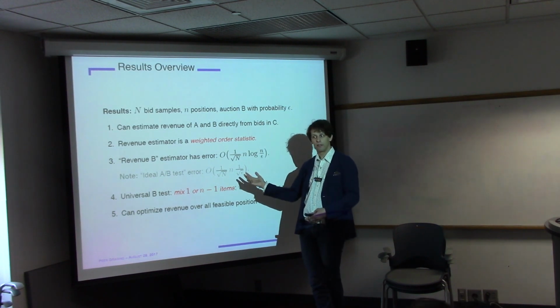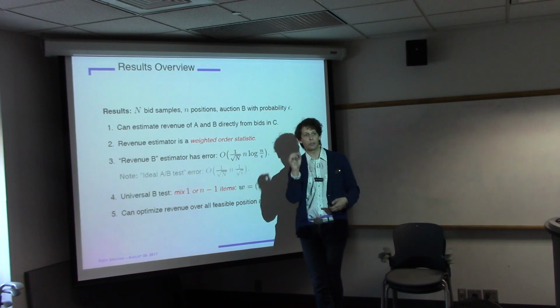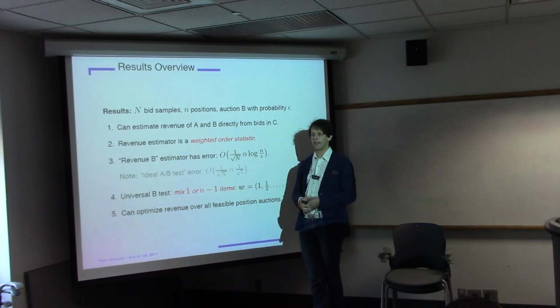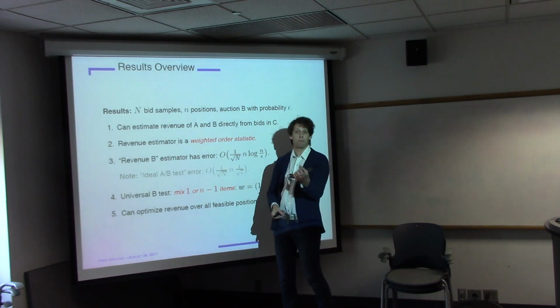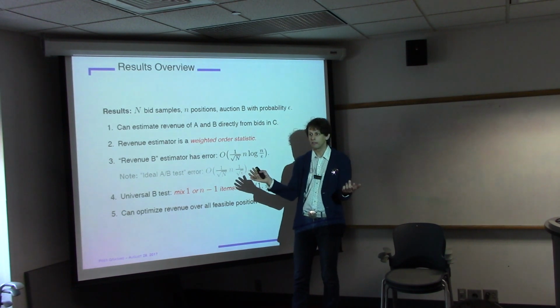Why is this? This is because in our auction, every bid responds a little bit to B, and we can learn from that, whereas in the ideal A/B test, only the bids in B respond to B. So if you're running with a very low probability epsilon, we rarely see bids in B.